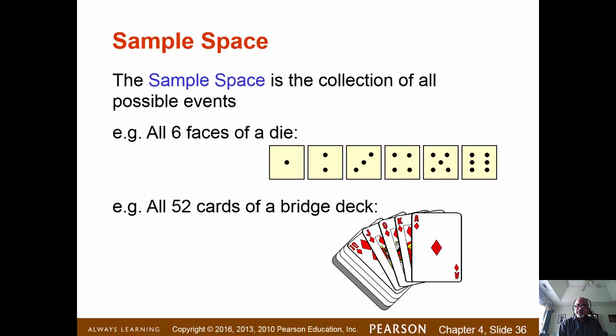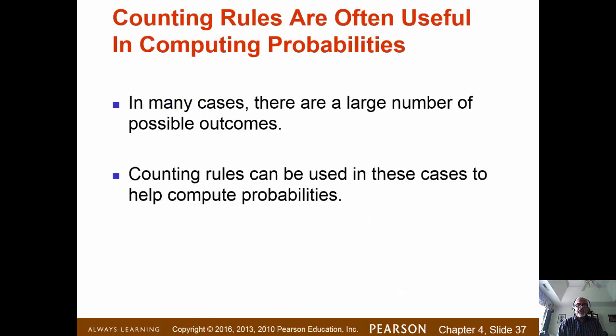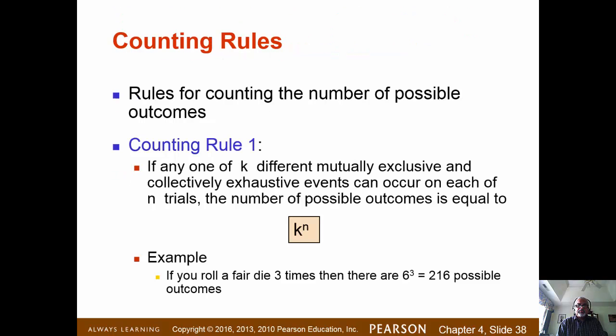Okay, let's start with some simple rules. Here, very simple counting rule is k to the power of n. That is, if you have k different mutually exclusive and collectively exhaustive events, and there are n trials. So for example, if you have a die, you have 6 faces. When you throw the die, only one of those 6 outcomes can happen, and they collectively describe the entire possibilities, and they are mutually exclusive.